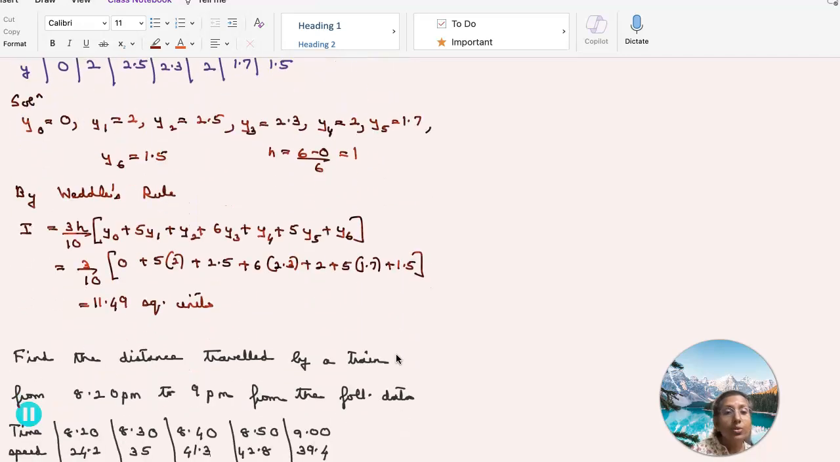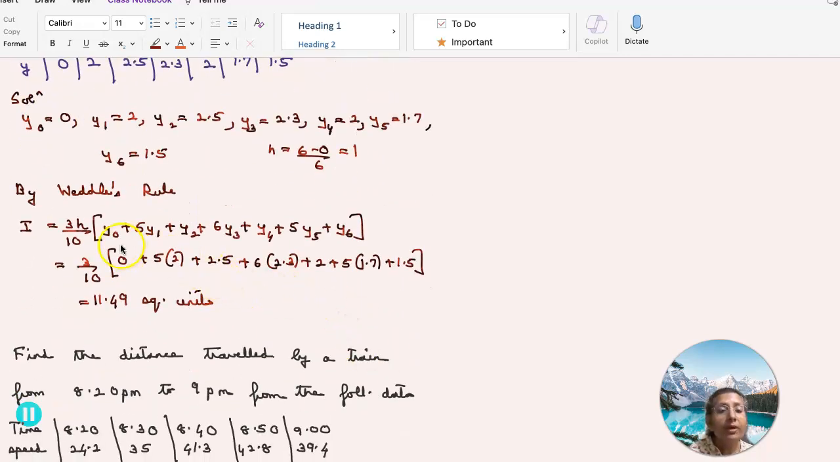Now by Weddle's rule, I will be 3h by 10 [y0 plus 5 y1 plus y2 plus 6 y3 plus y4 plus 5 y5 plus y6]. So we go like 1, 5, 1, then 6, 1, 5 and so on. So substituting the values, you get 11.49 square units.